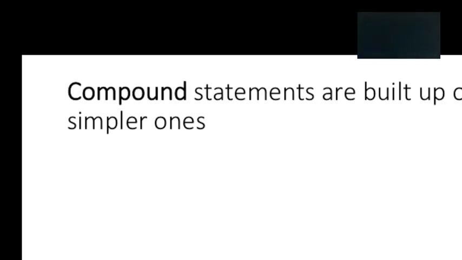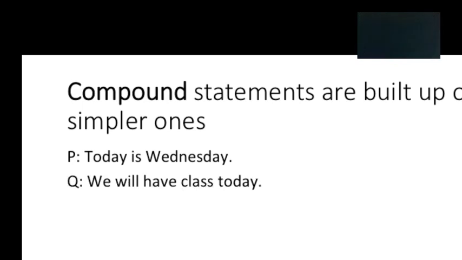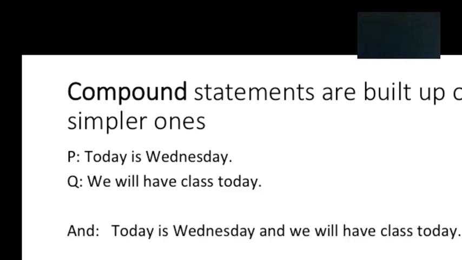Just like compound words are words built up out of smaller words, like houseboat is a compound word because it's built out of the words for house and boat. Compound statements are built up out of simpler statements. So if we start with the simple statement, today is Wednesday, and the simple statement, we will have class today, we can put them together in different ways. If we use an and, we can put them together saying, today is Wednesday and we will have class today.